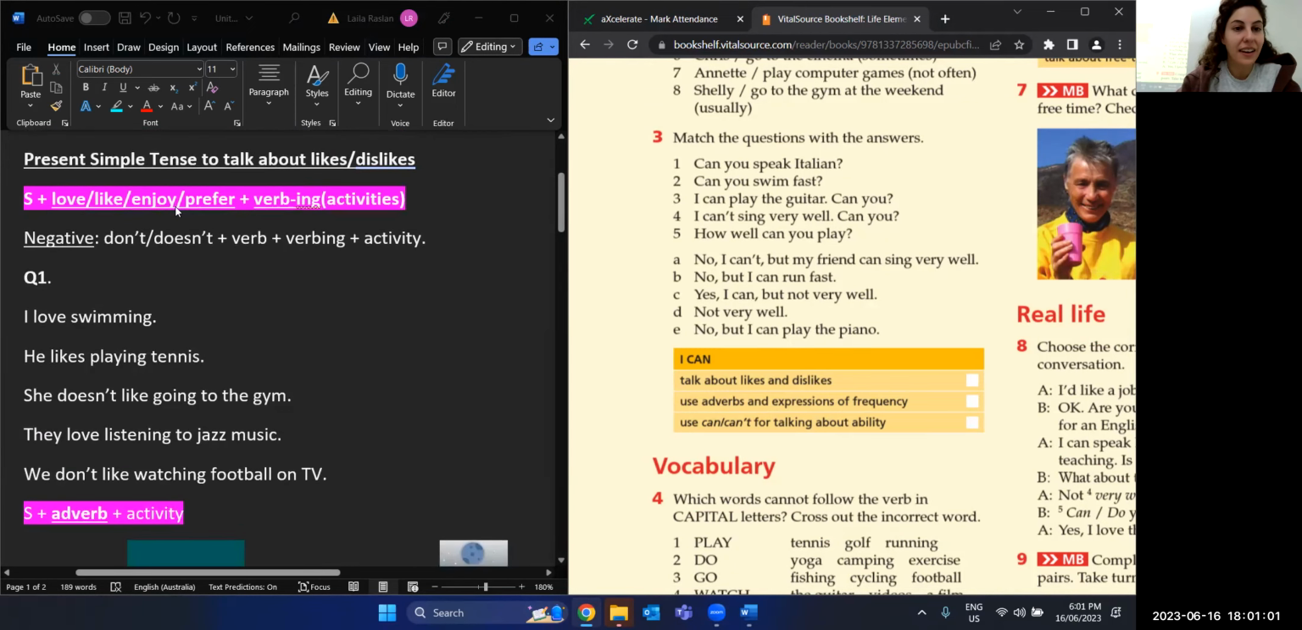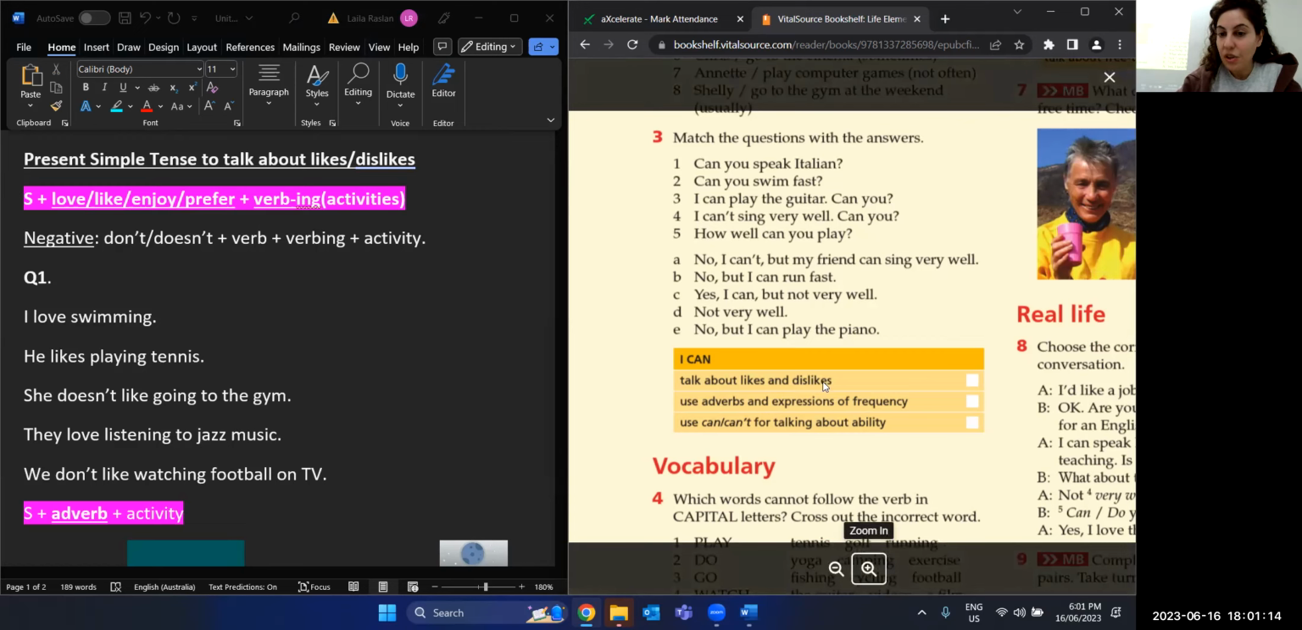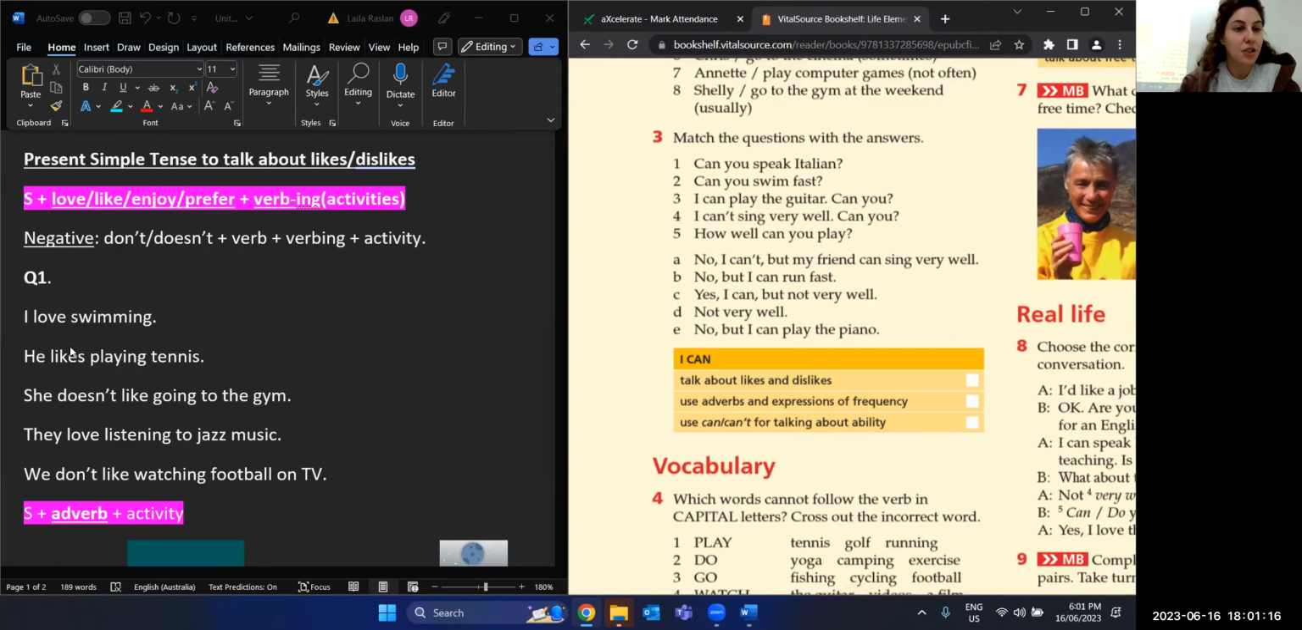I love, I like. Remember the activity has an ing here. I love going swimming. I love doing yoga. We know how to talk about what we don't like. I don't like playing frisbee. She doesn't love walking animals.